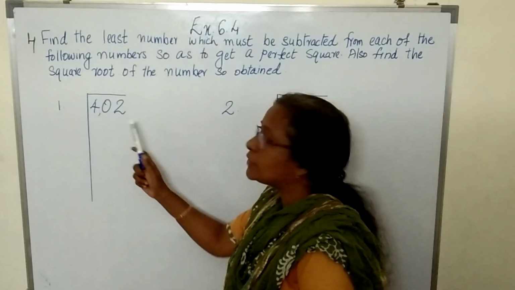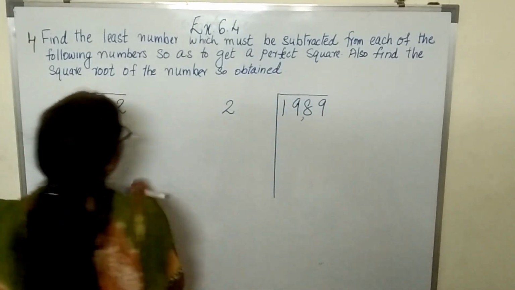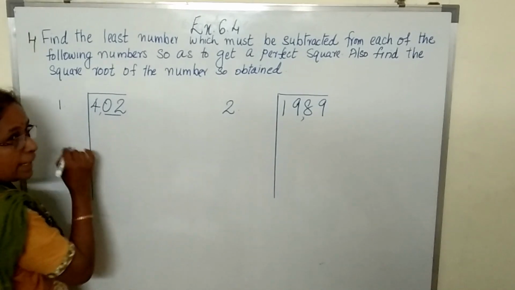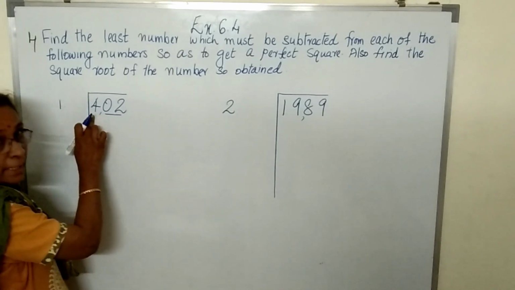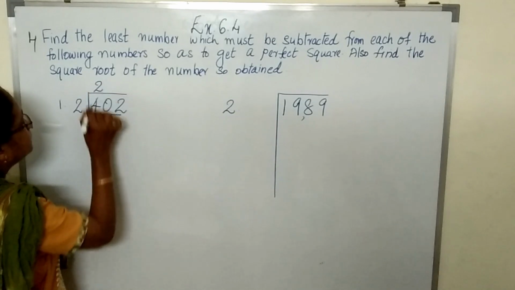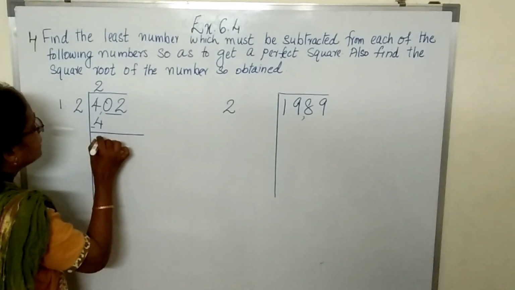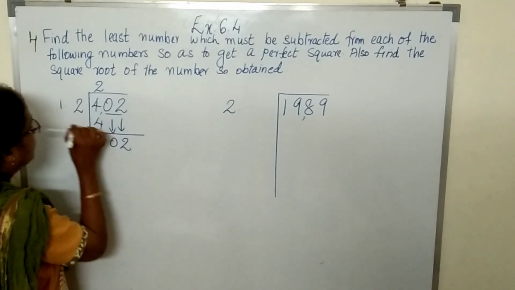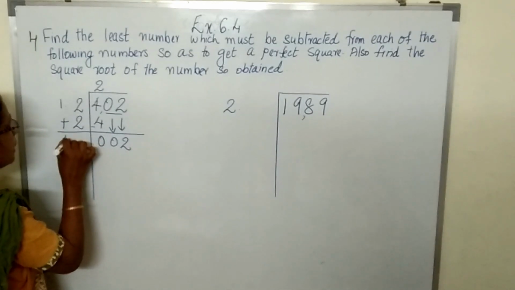The first number is 402. So first let us find out the square root of this number. As usual, make pairs from here. 4 already is a perfect square. So 2 2s are 4. When we subtract, we get 0. Bring down the next pair, 02. The next step is add 2, we get 4.